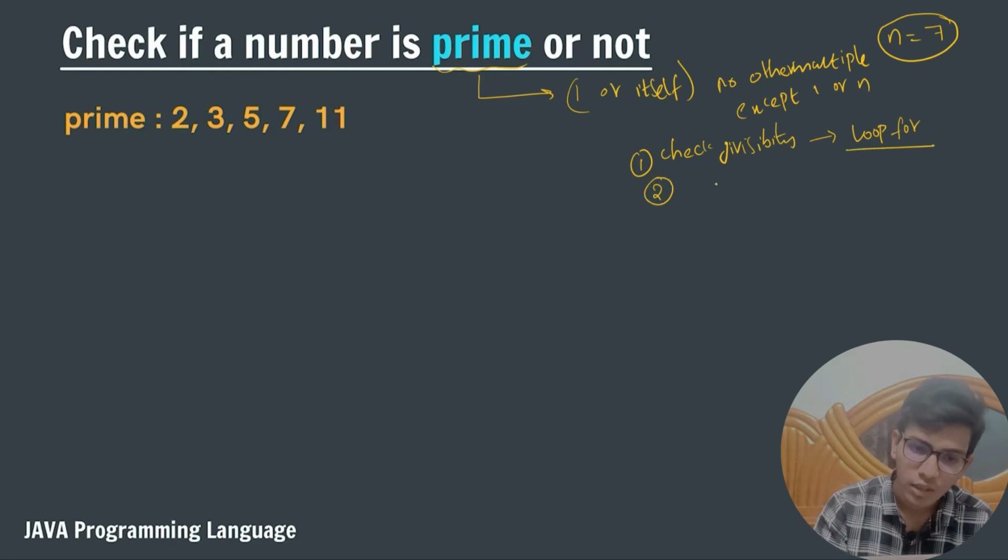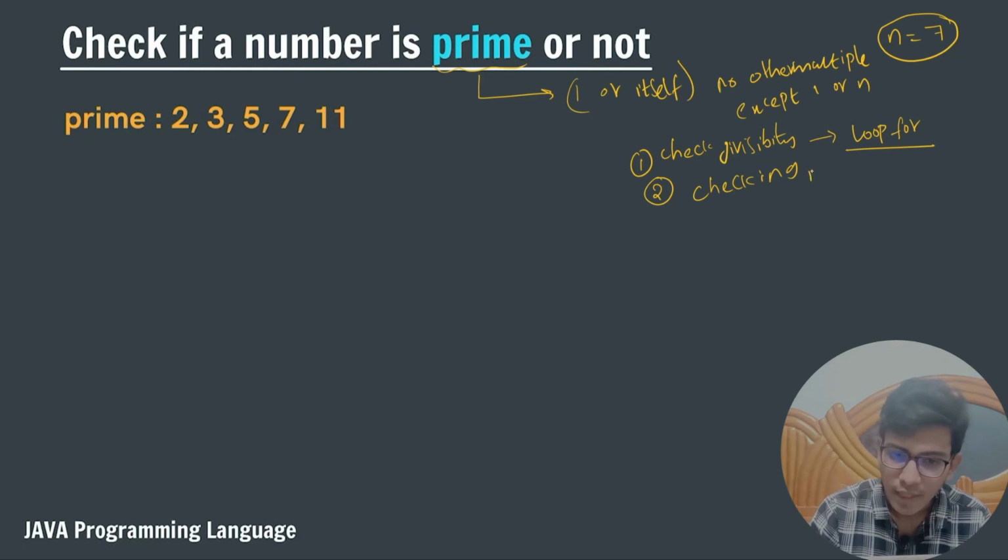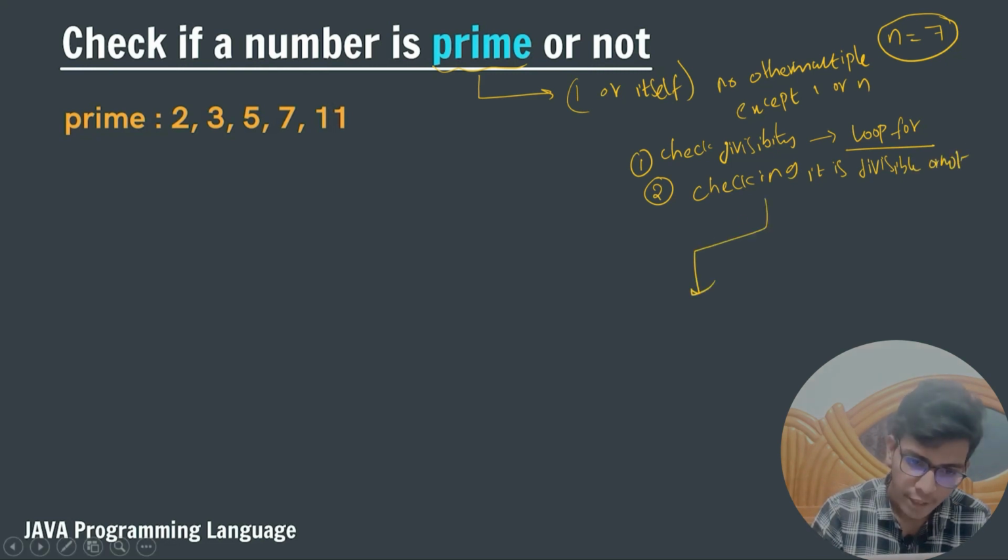The second step is, first of all, we run a for loop, and in the for loop we check whether it is divisible or not. If it is divisible, then we immediately terminate the loop and we say that the given number is not a prime number. If it is divisible, then we can directly say that the given number is not a prime number.